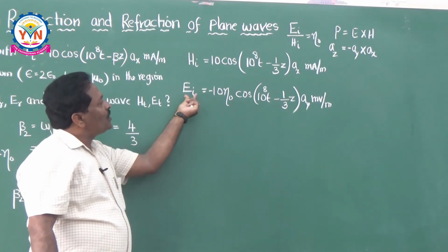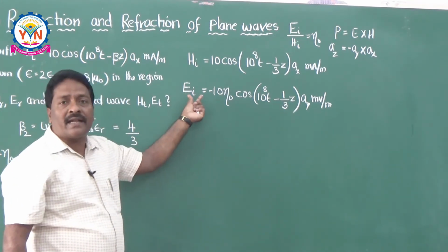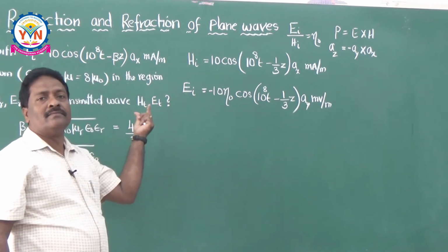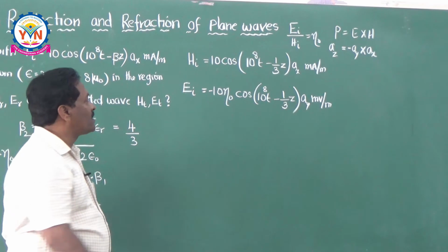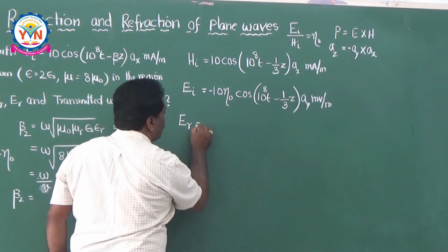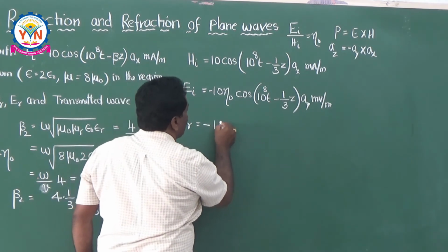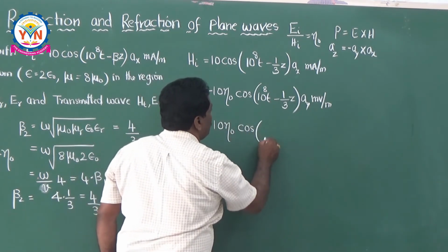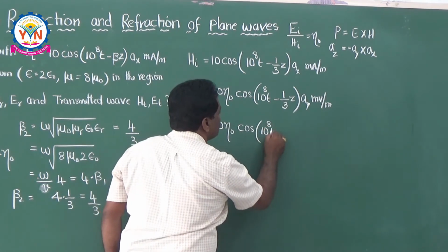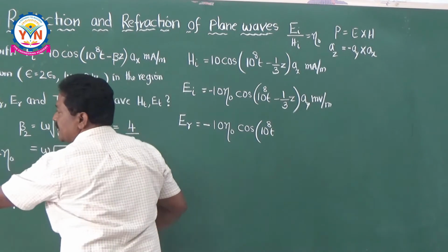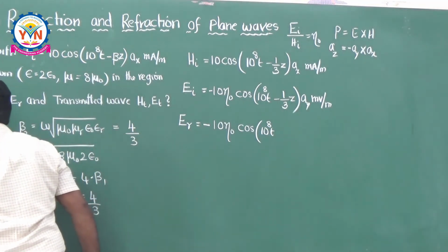Now, once you know this, we can write the expression for the reflected electric field intensity also. What is the reflected electric field intensity? E_r is equal to minus 10 times E naught cos(10 power 8 t). Reflection is also taking place in the same medium. The wave is coming here and the reflection is also in the same medium.